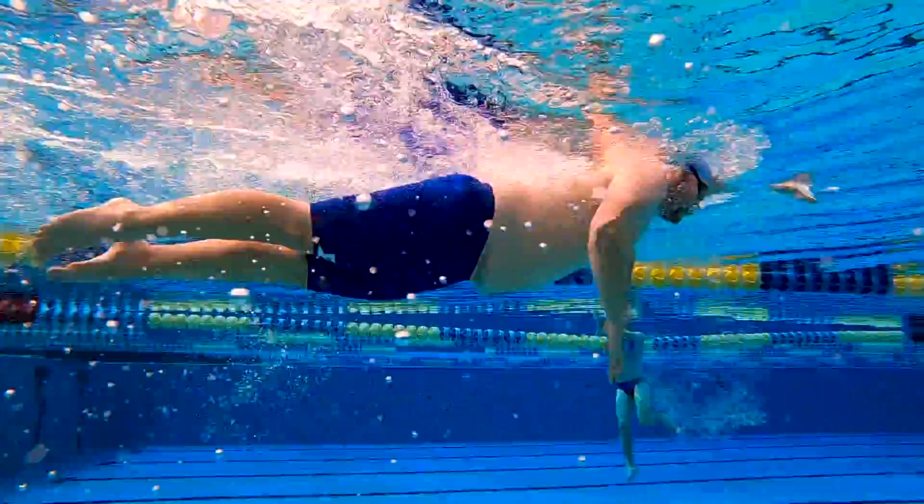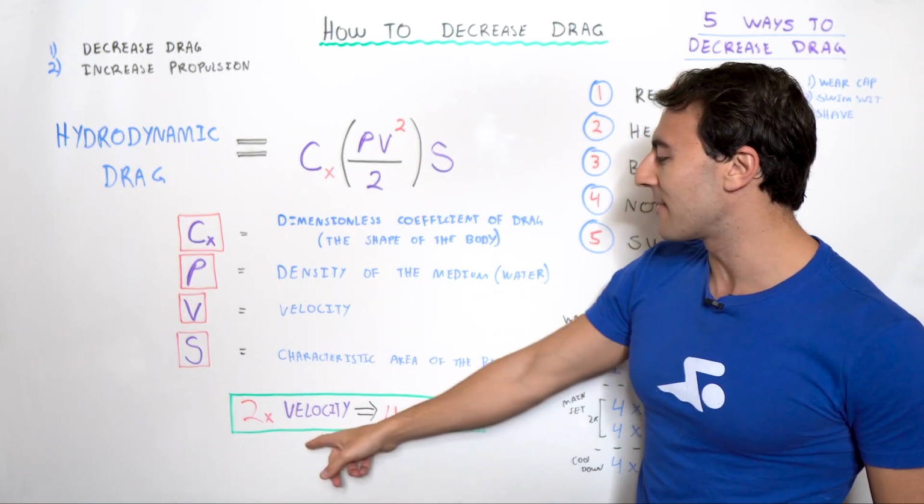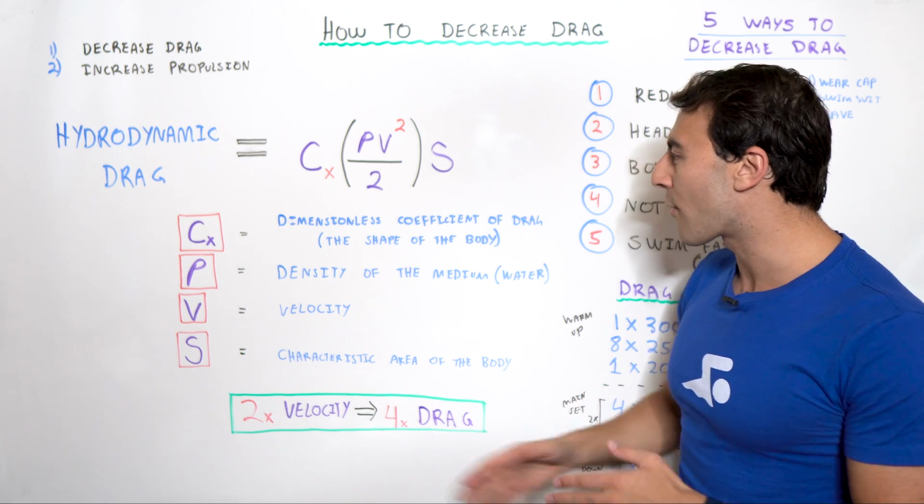So the most important thing to take away from this, besides the fact that water is 800 times more dense than air, is the fact that velocity has a square to it. So if you 2x velocity, you're gonna 4x your drag.